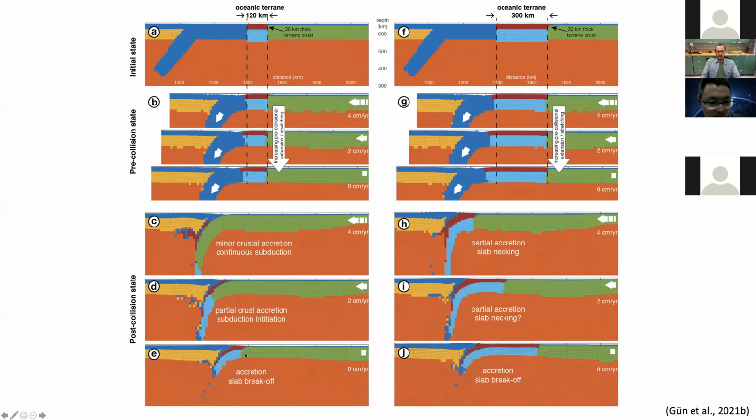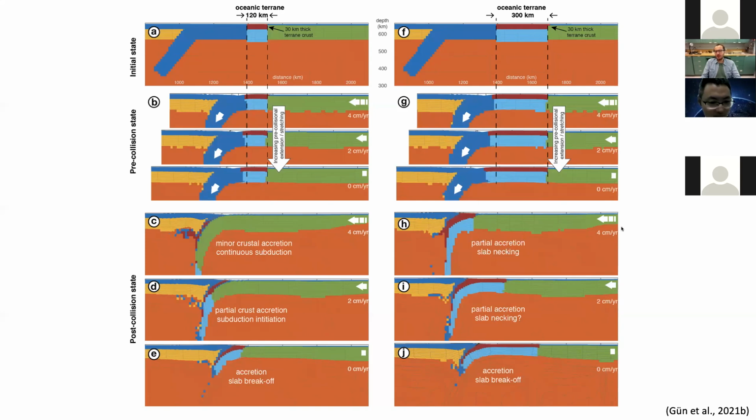So even a tiny terrain, like let's say seamount size 120 kilometer wide terrain, could stop subduction and could cause a break-off process when only slab pull is the acting force in the system. For the 300 kilometer wide terrain, we see a similar thing.